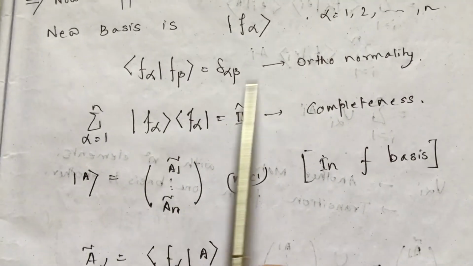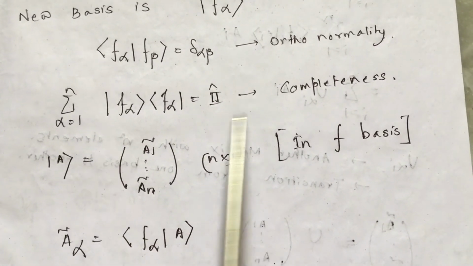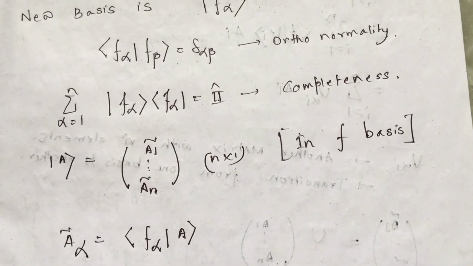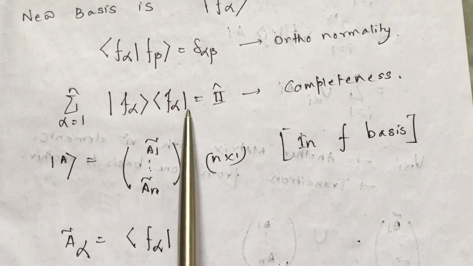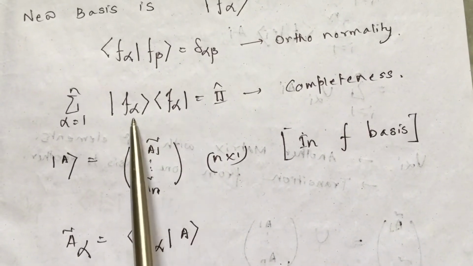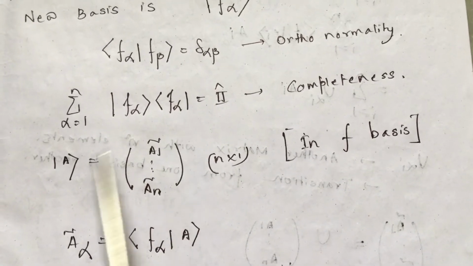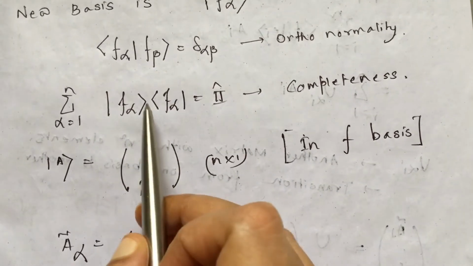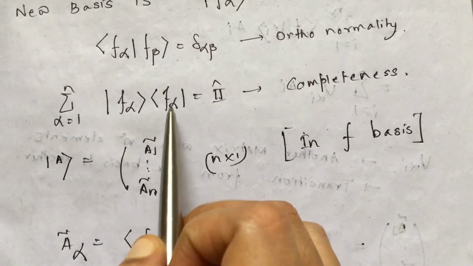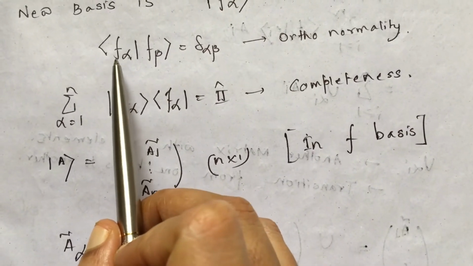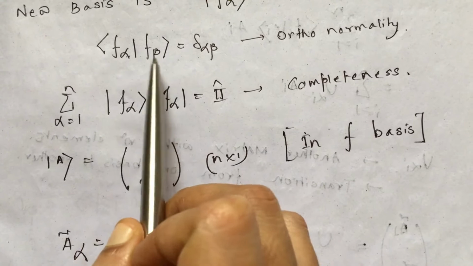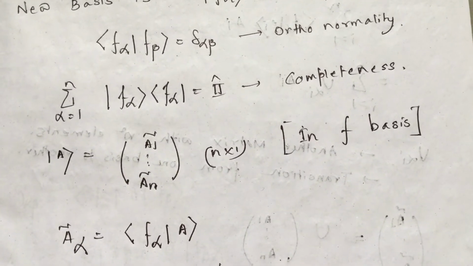So this is my orthonormality property, and this is my completeness, which tells me that the outer product of these two basis vectors f_α and f_α, if it is written like this, is called the outer product, and if the scalar product is written like this, it is called the inner product.